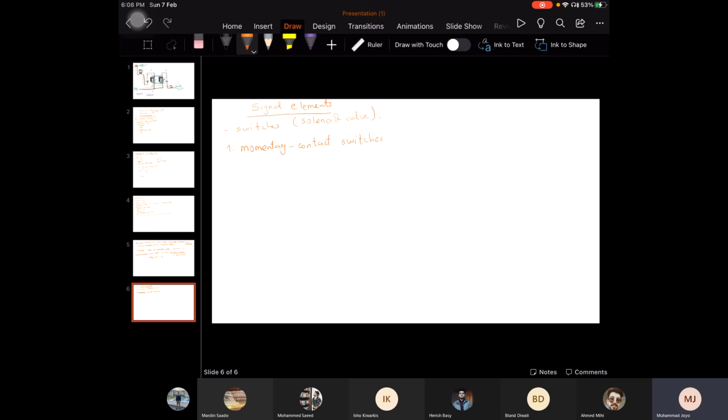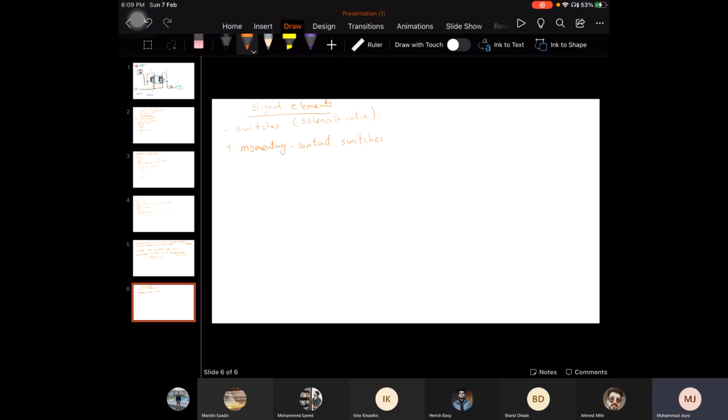For example, a doorbell. A doorbell has a switch outside your house. Once you press it, the doorbell rings as long as you maintain the force over the switch. Once you release it, it switches off. So this kind of switch is known as the momentary contact switch.